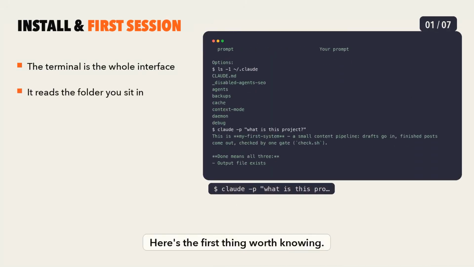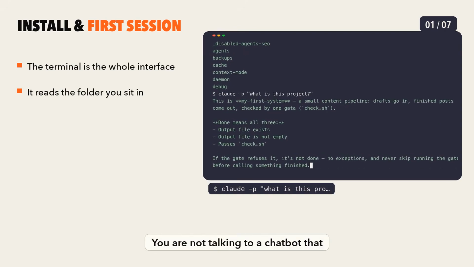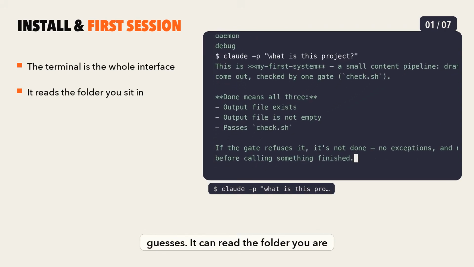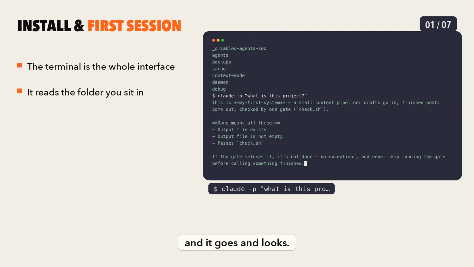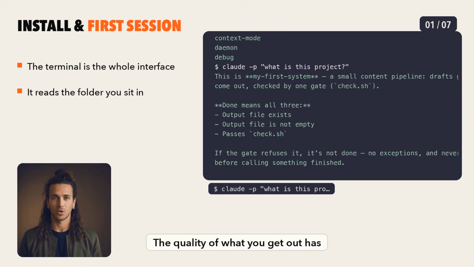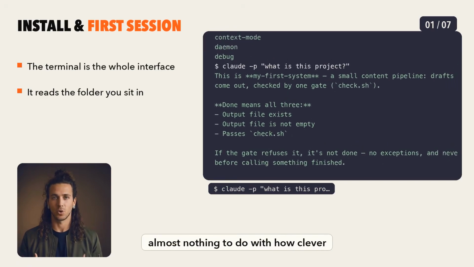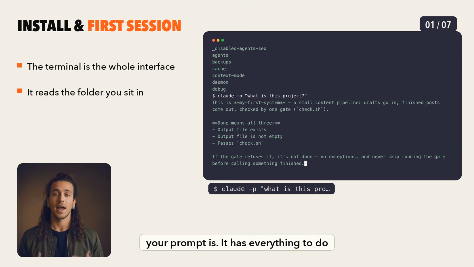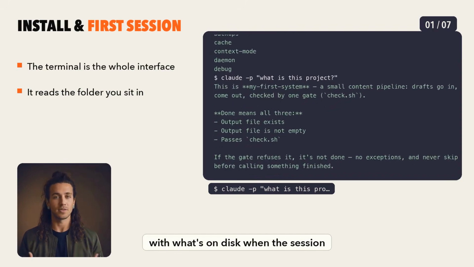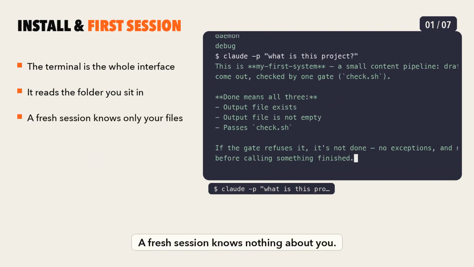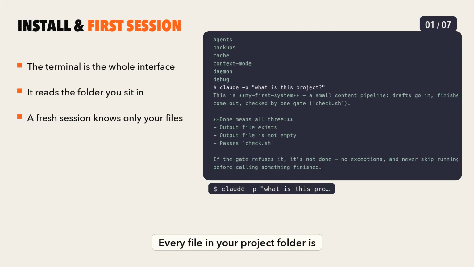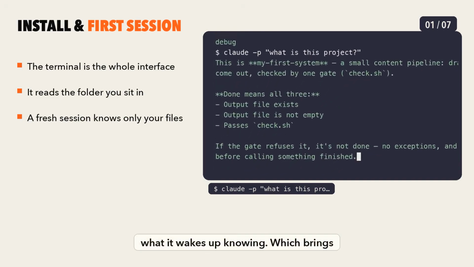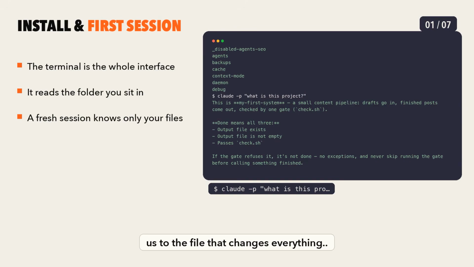Here's the first thing worth knowing. You are not talking to a chatbot that guesses. It can read the folder you are sitting in. Ask it what this project is, and it goes and looks. The quality of what you get out has almost nothing to do with how clever your prompt is. It has everything to do with what's on disk when the session starts. A fresh session knows nothing about you. Every file in your project folder is what it wakes up knowing. Which brings us to the file that changes everything.